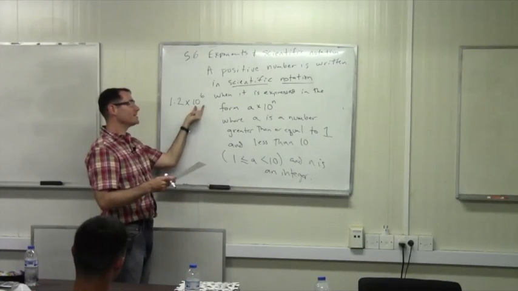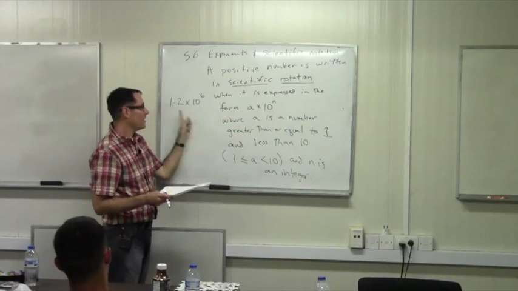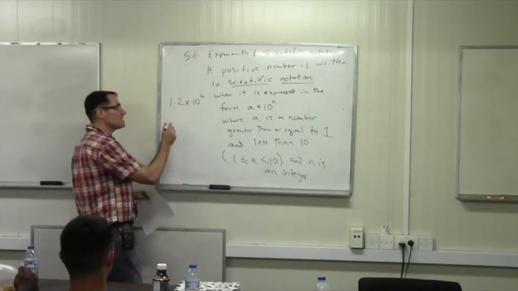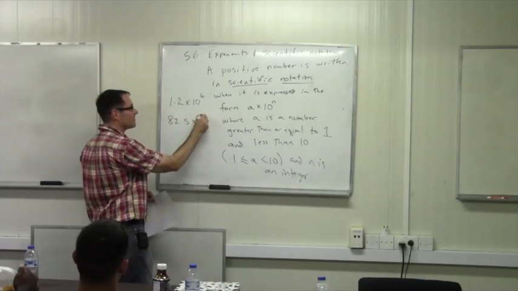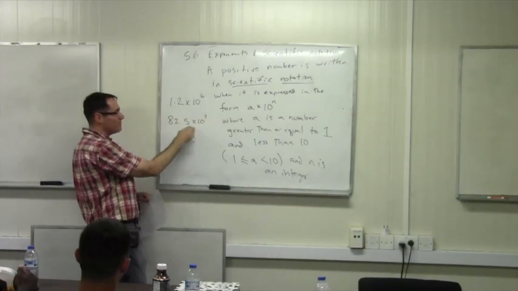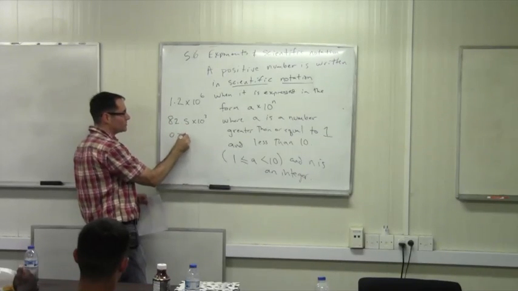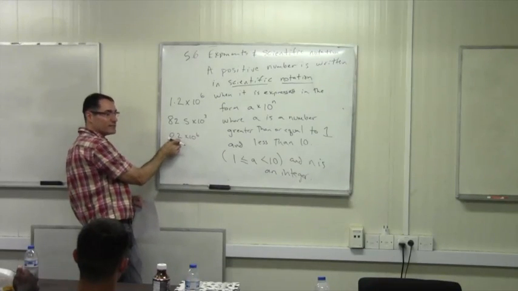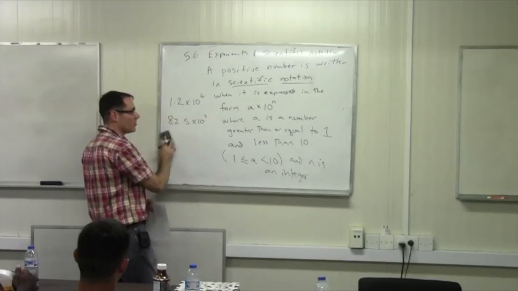So anyway, 10 to the 6th is the 10 to the n part, and the 1.2 has got to be between 1 and 10. So 82.5 times 10 to the third is not scientific notation, because this part is not between 1 and 10. It's bigger than 10, right? 0.2 times 10 to the 6th is not scientific notation, because that's not between 1 and 10. We're going to convert these a little bit in a couple minutes, but just know that's the form.